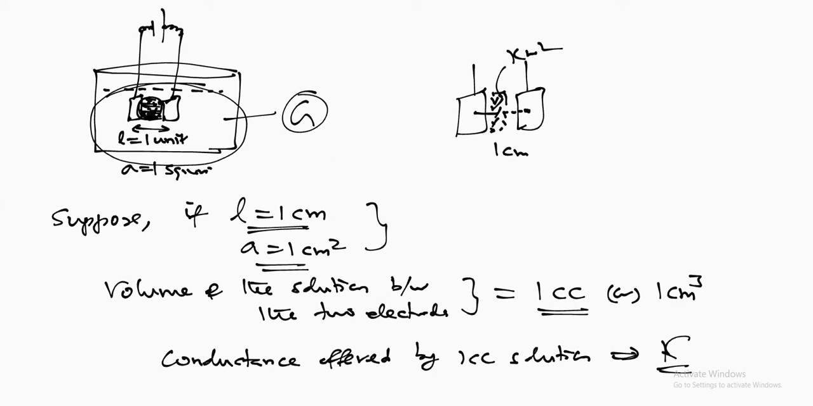If L is equal to 1 unit length, A equal to 1 square unit length, then you can define in a general manner. Suppose if you fix L equal to 1 centimeter, A equal to 1 centimeter square, then 1 cc volume solution will show some conductance, that is nothing but specific conductance. Okay, now we'll see what's the unit of specific conductance.